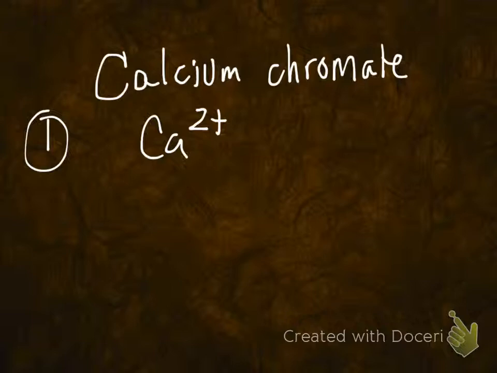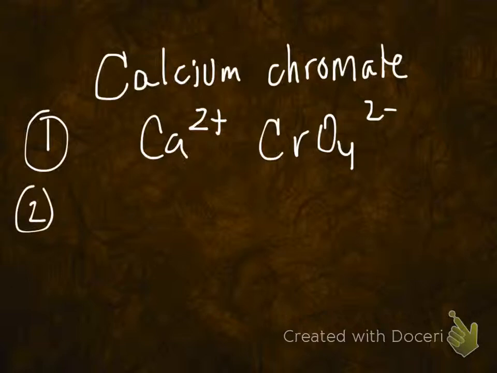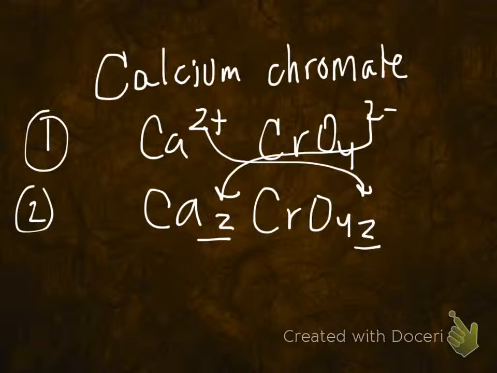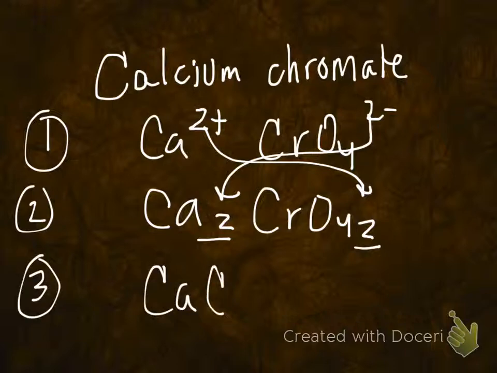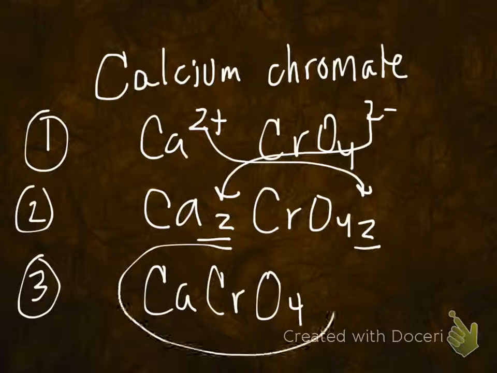Who found it so far? Okay, what is it, Alla? CrO4. What's the charge? 2-. Okay, so now we do the crisscross. These simplify. We end up with this.